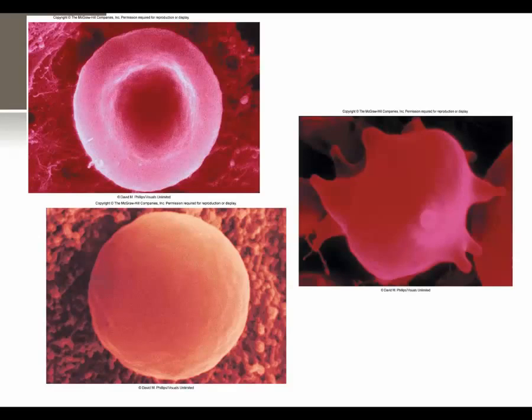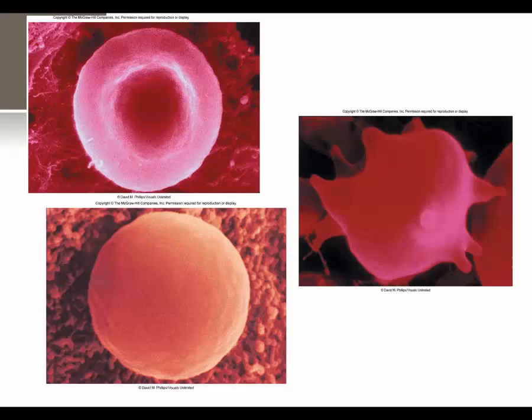On the lower picture, a red blood cell has been placed into a hypotonic solution. Your typical hypotonic solution would be distilled water. That is, it's very low in solute. There's no glucose or amino acids in it. That means it's very, very high in water. Water is going to flow into the cell, causing this rounded appearance.